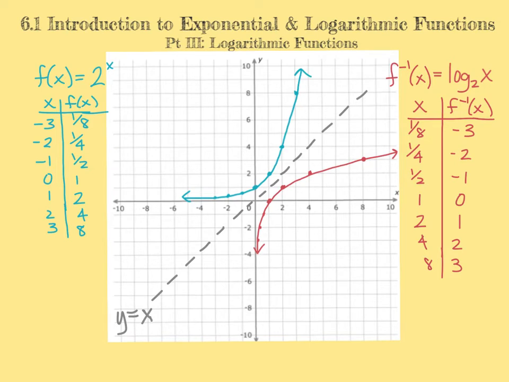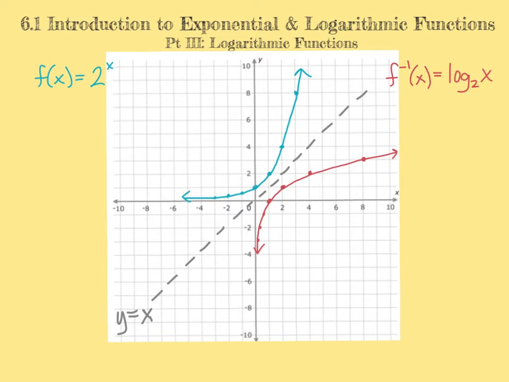We swap the variables. So graphically, since we have the coordinate point 0, 1 on the original function, we swap the coordinates and have 1, 0 on the inverse. Similarly, 2, 4 and 4, 2; -2, comma 1/4 and 1/4, comma -2. So we swap x and y. So graphically, they are reflected about the line y equals x.